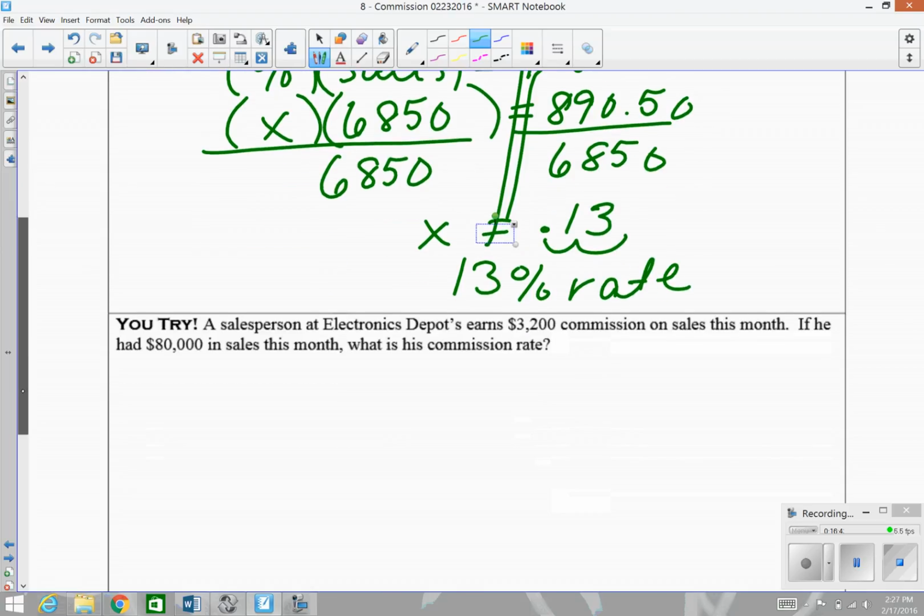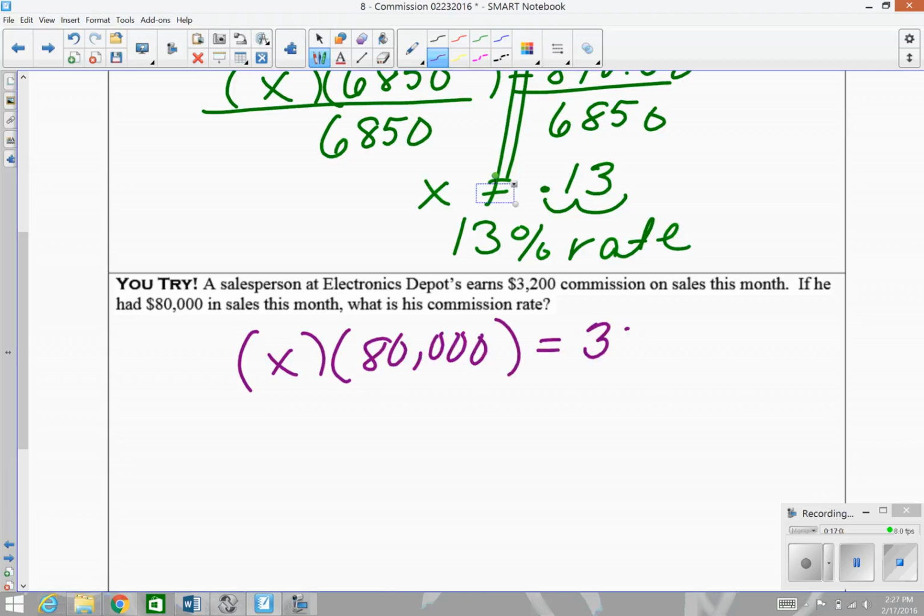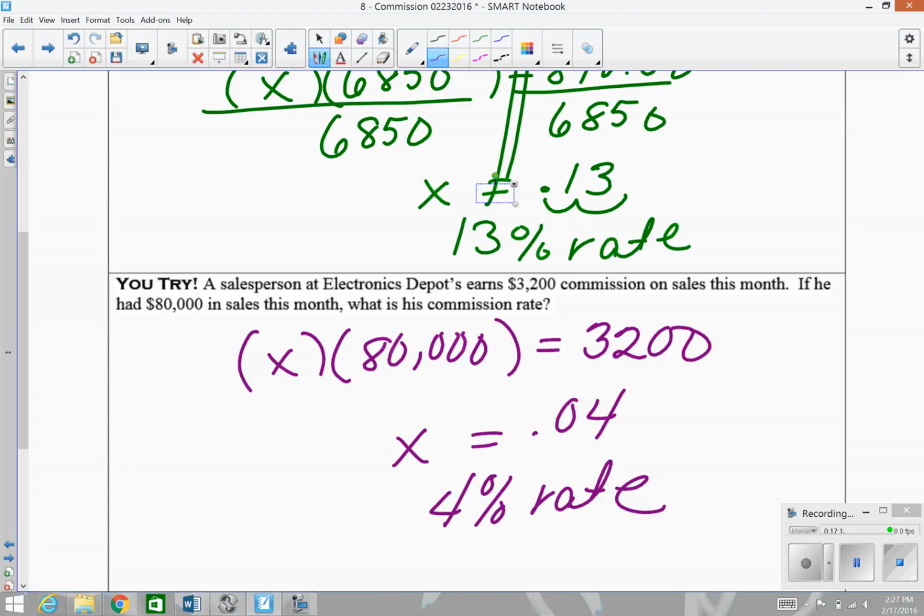Take a moment to get that down and then do the you try problem. Pause and come back when you're ready. For this question, you should have X times 80,000 equals 3,200. When you solve, you get 0.04 or 4% commission rate. Check and correct your paper, then flip the page.